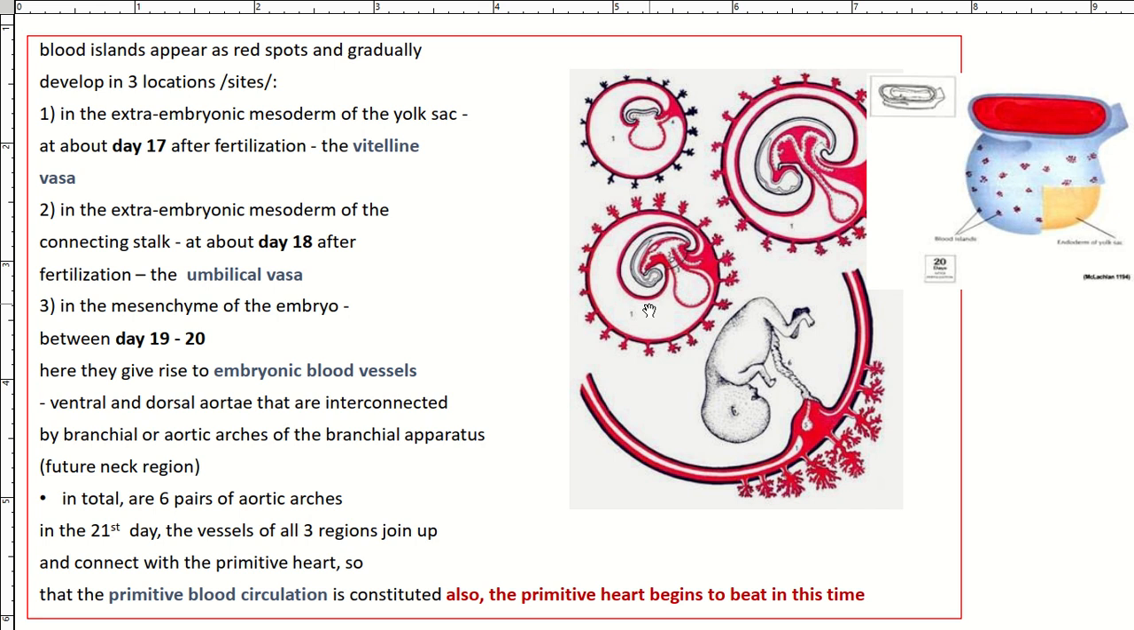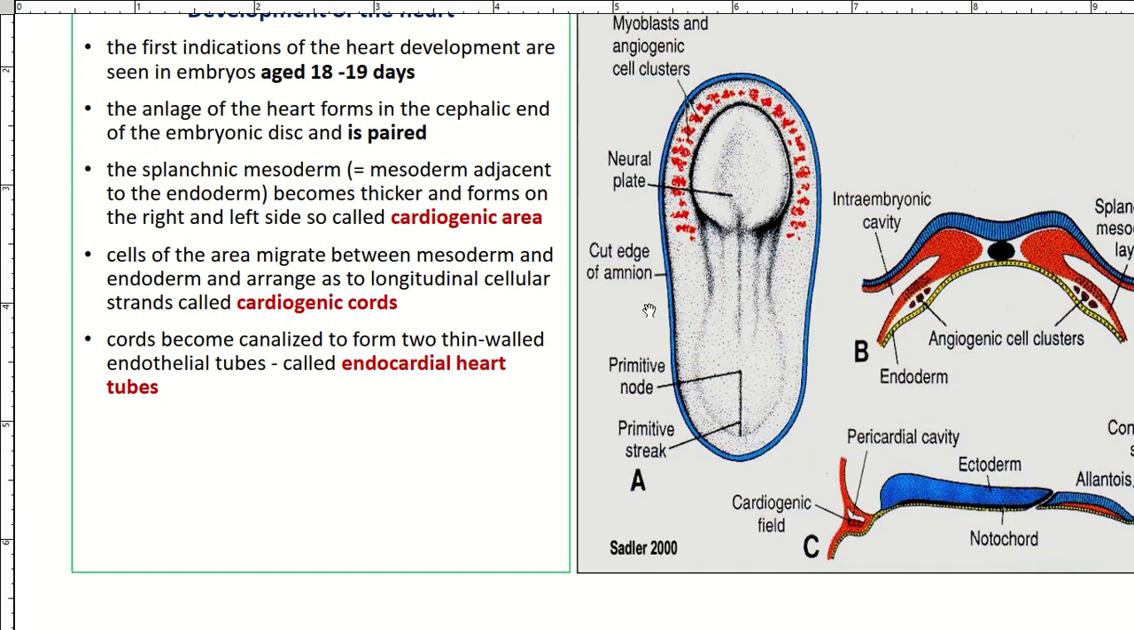The primitive blood circulation is constituted, and the primitive heart begins to beat at this time. You understand? So that's where we start to see the first heartbeat at day 21, after the joining of these blood vessels and then connecting with the primitive heart, and then we have our first heartbeat, your lub and dub.